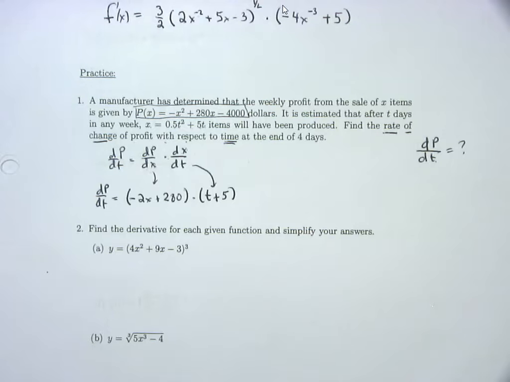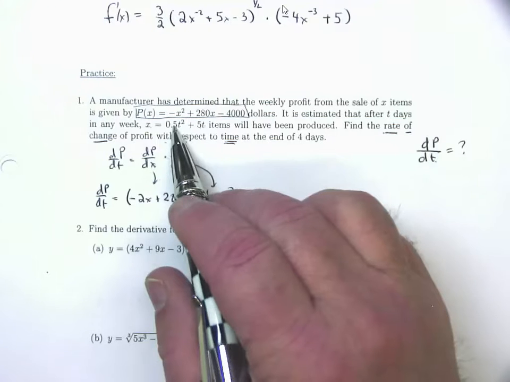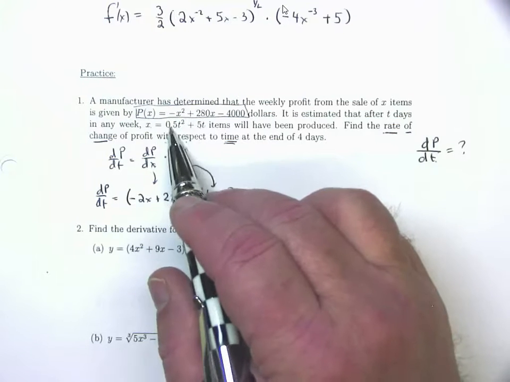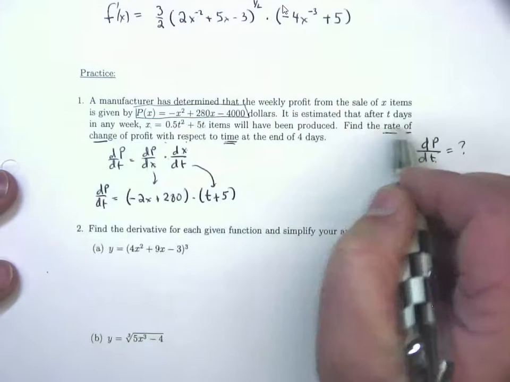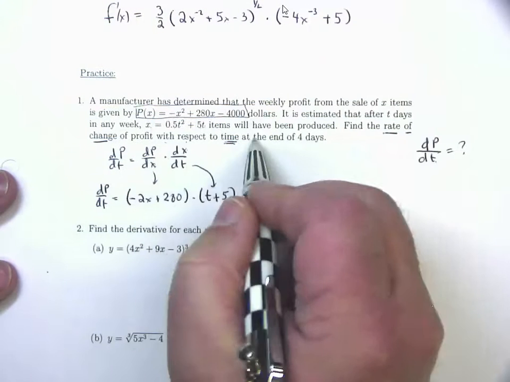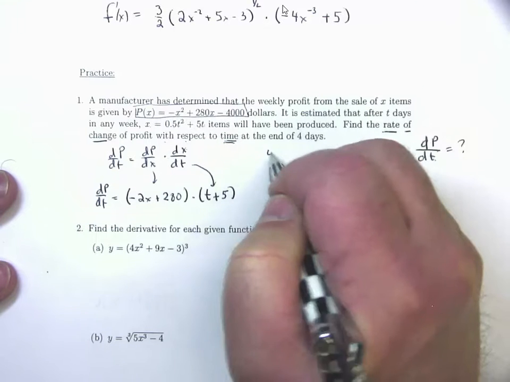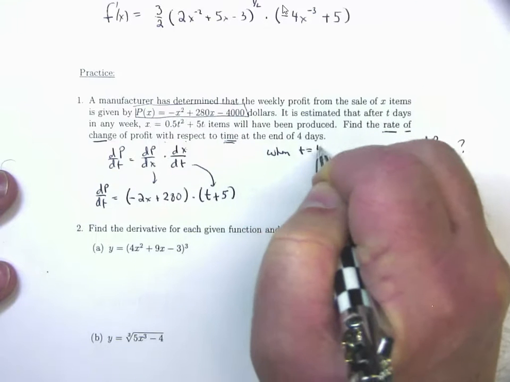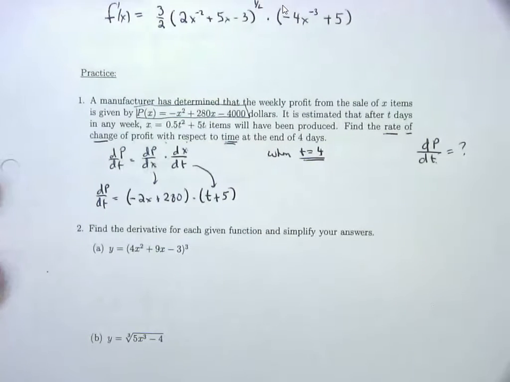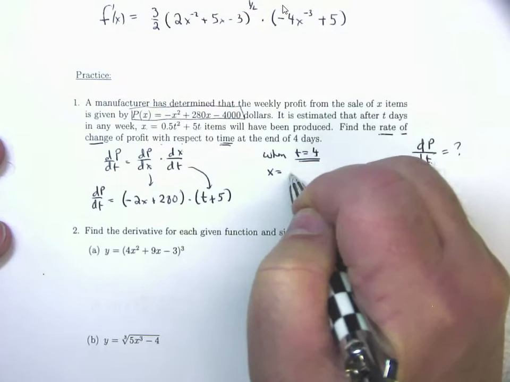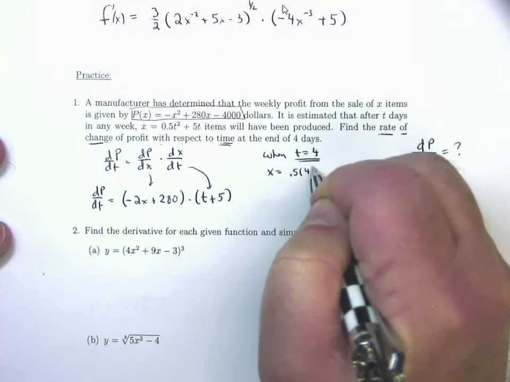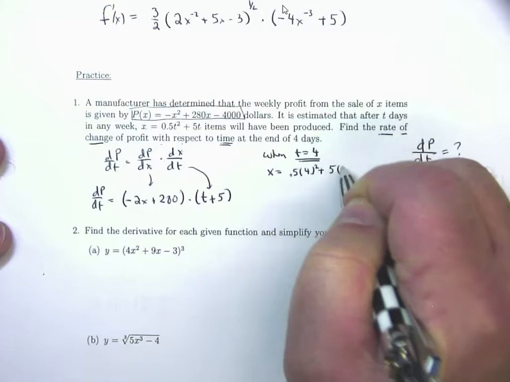Derivative of 0.5 t squared is t, because 0.5 is a half. A half t squared, 2 times a half is 1 t, subtract 1 from the exponent. But wait a minute, we're not done yet. We've got to find this rate of change of profit with respect to time at the end of 4 days, when time equals 4. But when time equals 4, x would end up being equal to what? 0.5 times 4 squared plus 5 times 4.